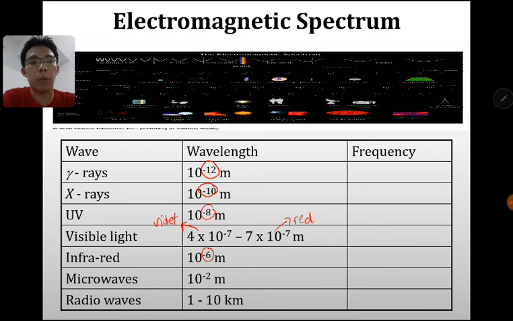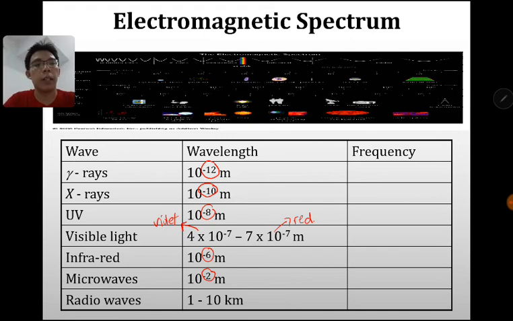But we don't have negative 4. Straight away we go down to negative 2 for microwave, a few cm. Then radio wave also is not that kind of pattern. It's just 1 km and above. Radio wave is very long wavelength.